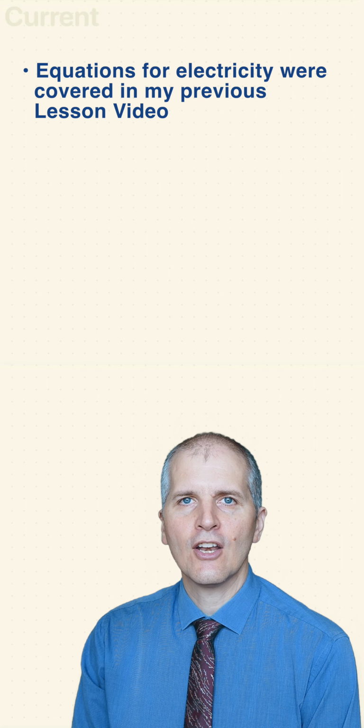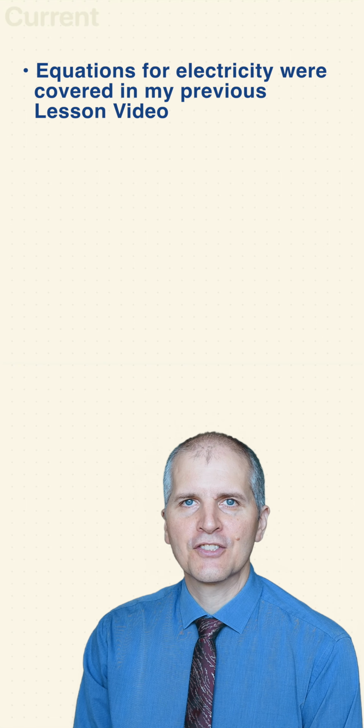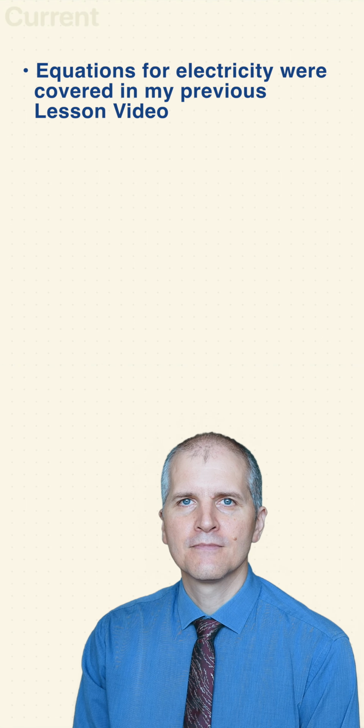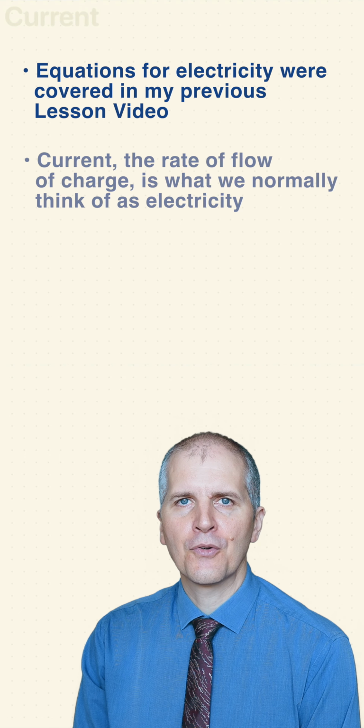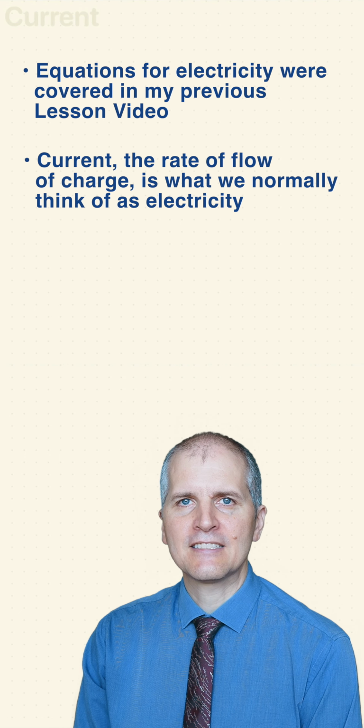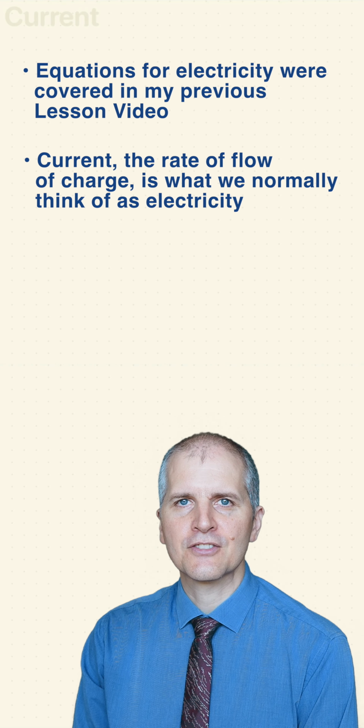My lesson video on electricity equations covered a lot, and really it covered a lot of mathematical formulas. What we're going to do now is go through the theory, and the best place to start with that is current. Let's start with the defining equation. Current equals charge divided by time. I equals Q over T, which in units is amps equals coulombs over seconds. 1 amp is 1 coulomb divided by 1 second.